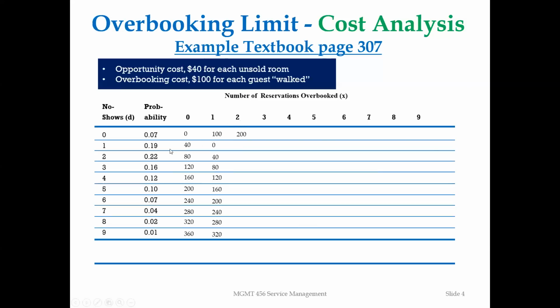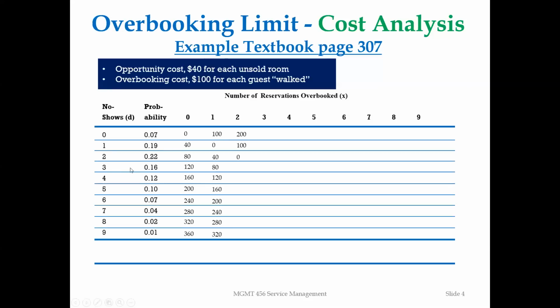If I overbook by 2 and 1 customer does not show up, that means I will have to walk only 1 customer to the nearby hotel. So my overbooking cost is $100. If I overbook by 2 and exactly 2 people do not show up, this is a perfect situation, so there's no cost.